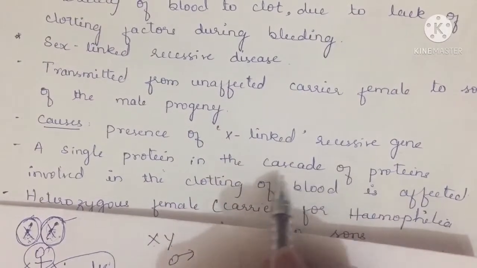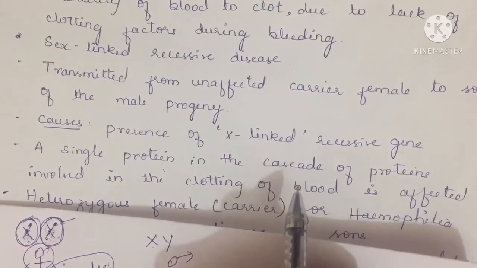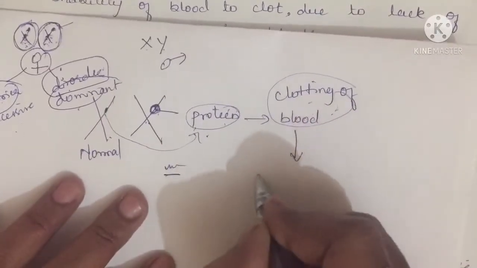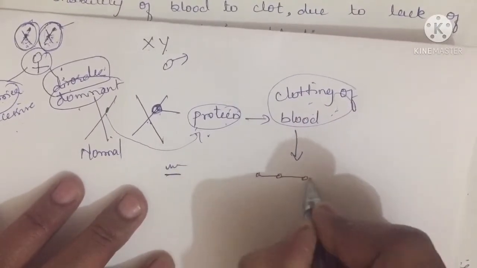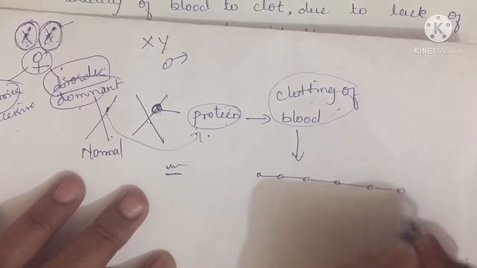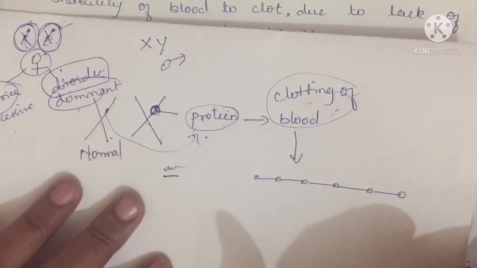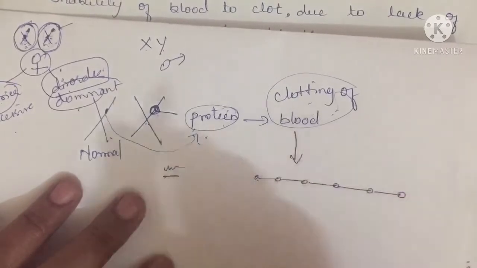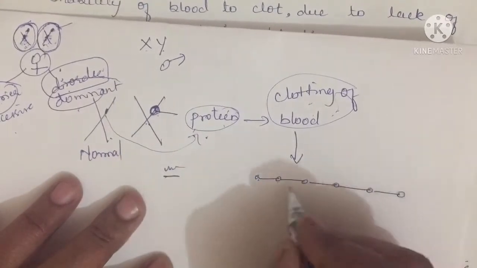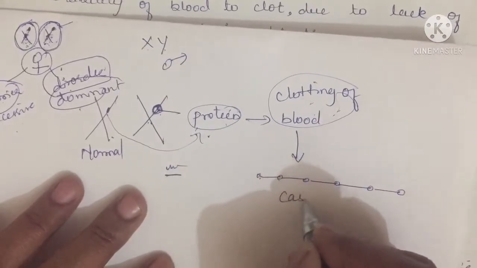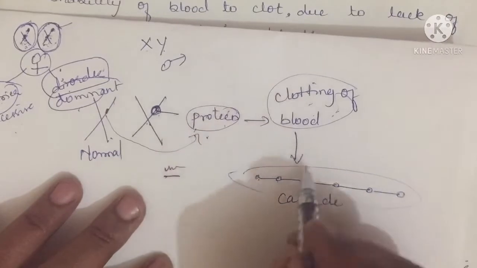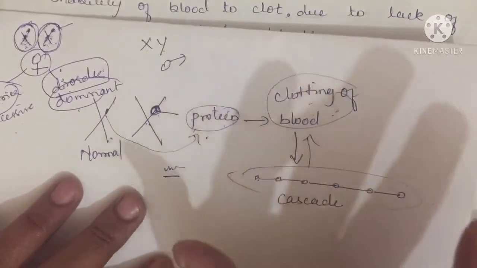Now, what do we mean by the cascade? Cascade is nothing but a chain of proteins. For clotting of blood, a chain of proteins is required. I'm showing something like this. These dots are nothing but proteins. This chain of proteins we call a cascade. This complete chain of proteins is required for what? For the blood to clot.